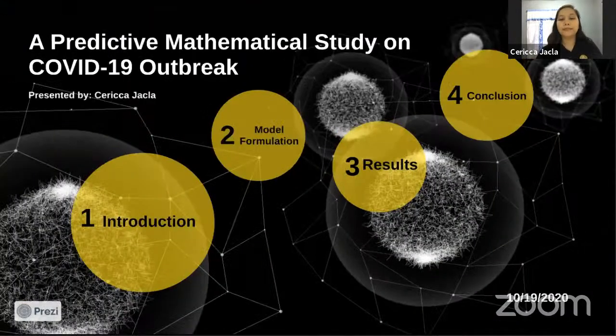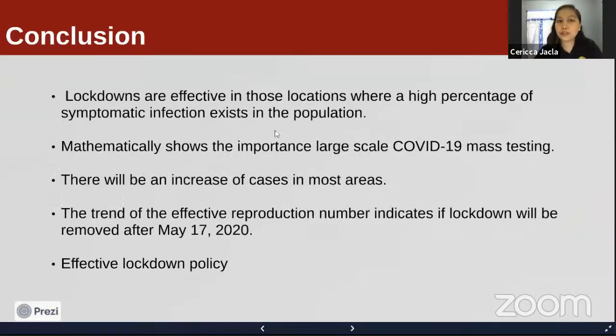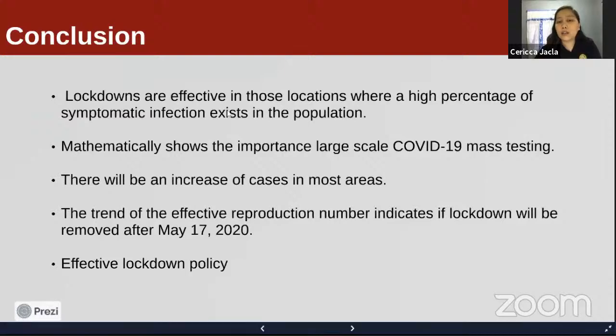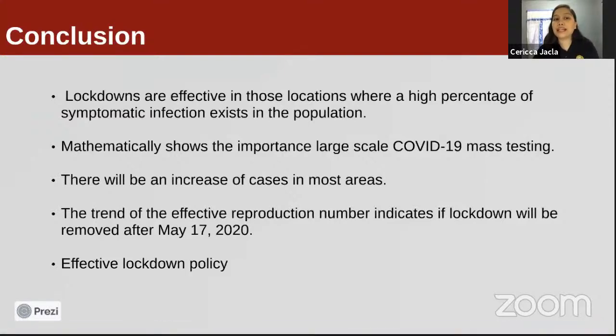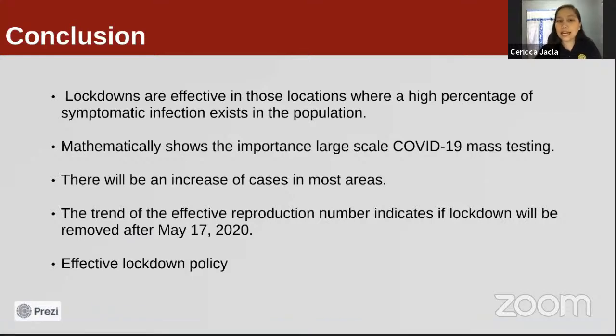So for the conclusion, lockdowns are effective in those locations where a high percentage of symptomatic infection exists in the population. Our researchers mathematically show the importance of large-scale COVID-19 mass testing, and they also conclude that there will be an increase of cases in most areas, and the trend of the effective reproduction number indicates this if lockdown will be removed after May 17th.